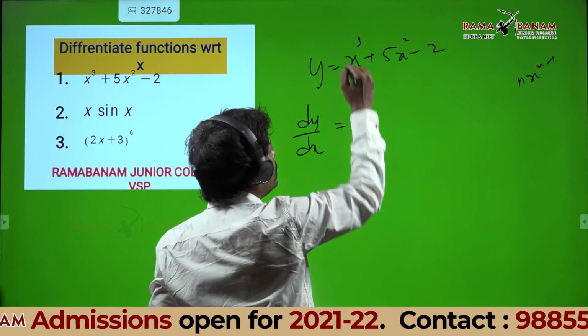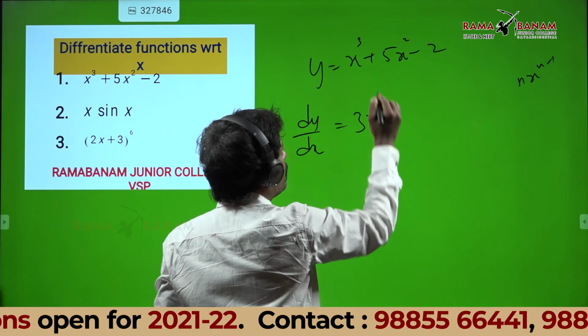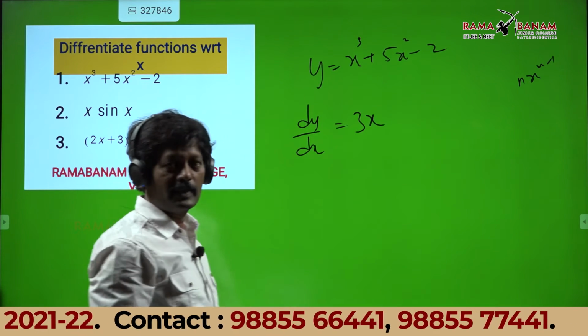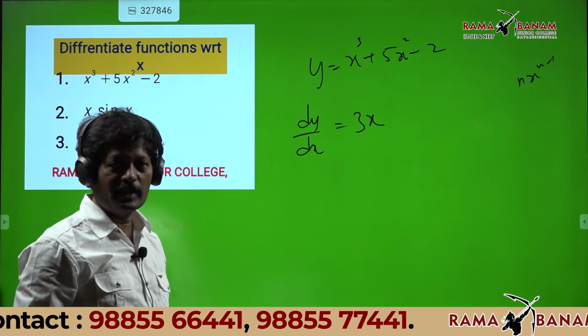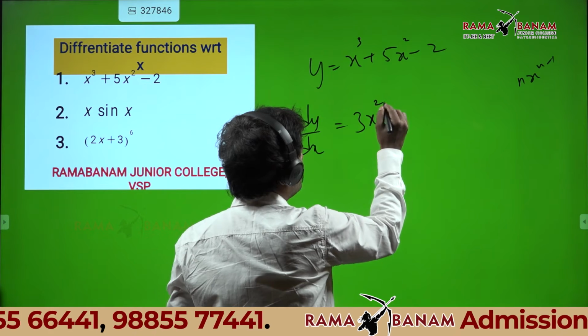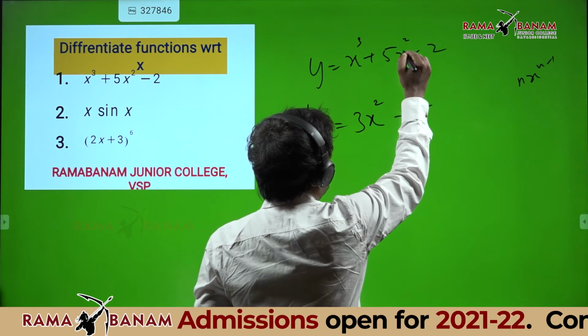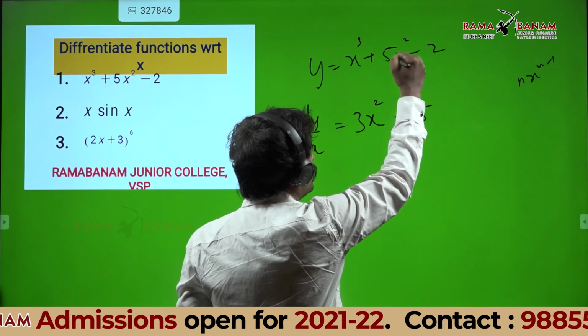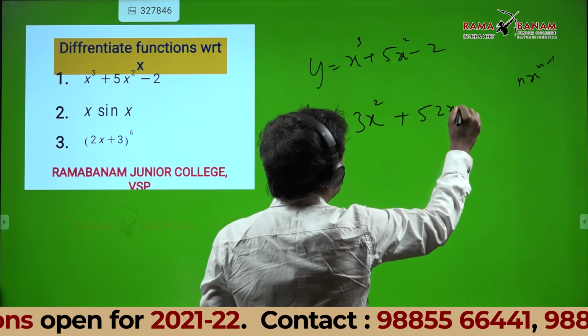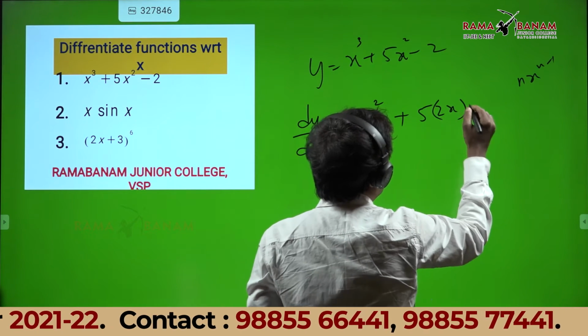That means bring the 3 here. 3x power 3 minus 1, 3x square, plus 5 you leave it as it is, x square gives 2x, keep it like that, minus 2 differentiates to 0.